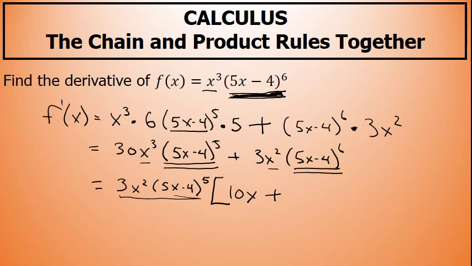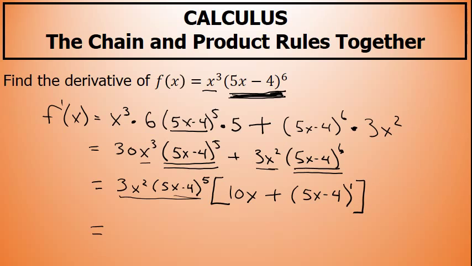Let's look at the second term. If we factor 3x squared times (5x minus 4) to the fifth out to the front, the 3x squared has already been factored out to the front, and we have (5x minus 4) to the sixth power, but we factored (5x minus 4) to the fifth power to the front, so we're left with just 5x minus 4 to the first power.